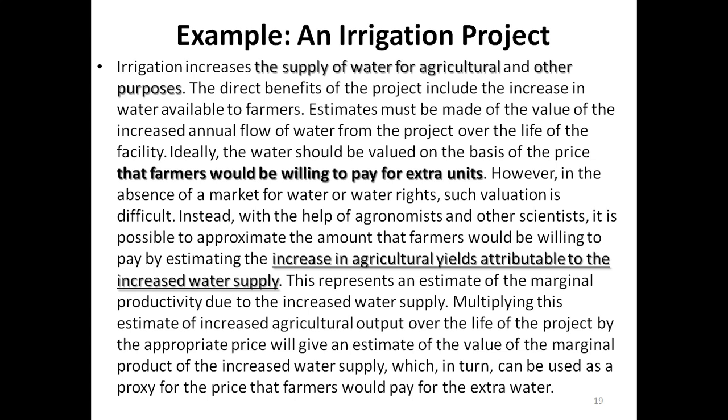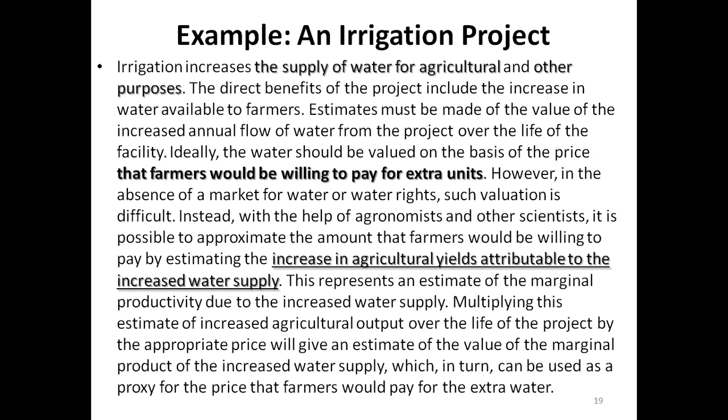Example: an irrigation project. Irrigation increases the supply of water for agriculture and other purposes. The direct benefits of the project include the increase in the water available to the farmers. An estimate must be made of the value of the increased annual flow of water from the project over the life of the facility.